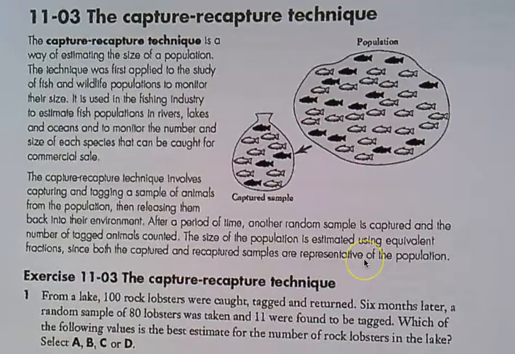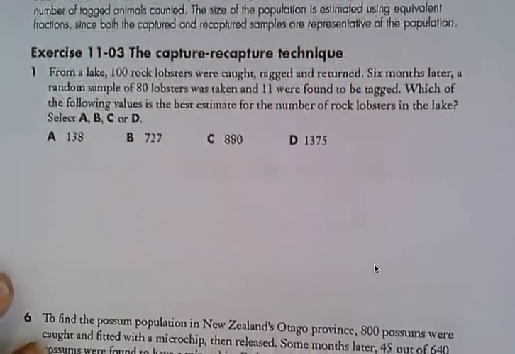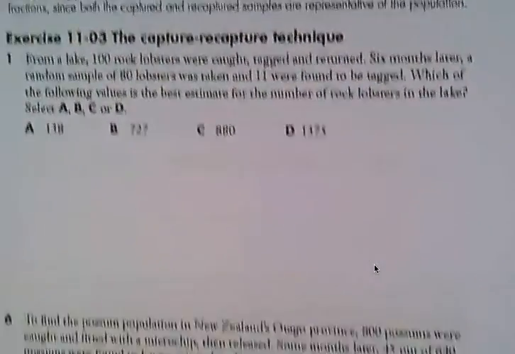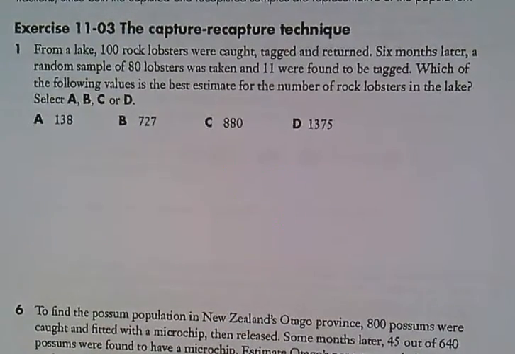The way we estimate the population is using equivalent fractions, since both the captured and recaptured samples are representative of the population. I think as soon as I do a question, you'll understand. So, first question, exercise 1103. From a lake, 100 rock lobsters were caught. Everything that's caught the first time is tagged and put back into the lake. So 100 rock lobsters were caught, tagged and returned.